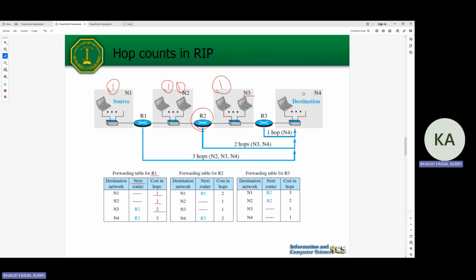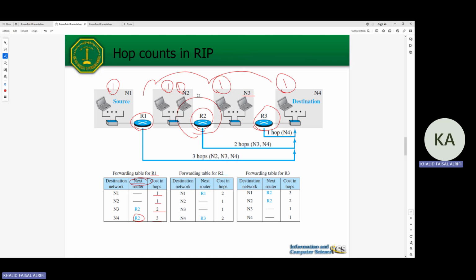Now, if I want to visit N4, it will be 1, so also 1 for each one. So from R1 to reach N4, it will be 1, 2, 3. So the cost will be 3, and the next router is still R2, although we have 2 routers. Why? As I said, you will mention only the first router because here it is saying next router. He does not mention all the routers until you reach N4. He is just telling you what is the next router from R1 in order to reach N4. So it will be R2. Okay, but if he says mention all the routers until you reach N4, you will say okay, R2 and R3.